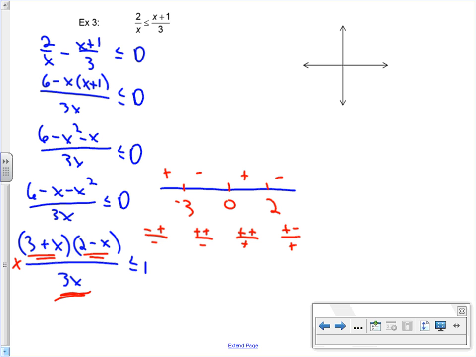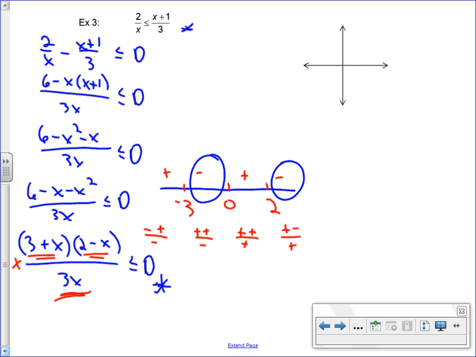Right there. We're looking for this one right now. This is the one we're solving. The solution to this is the same as the solution to this. They have the same solution. So we're looking for where this is less than or equal to 0. And we have two sections here. This one in the middle and this one over here on the end.